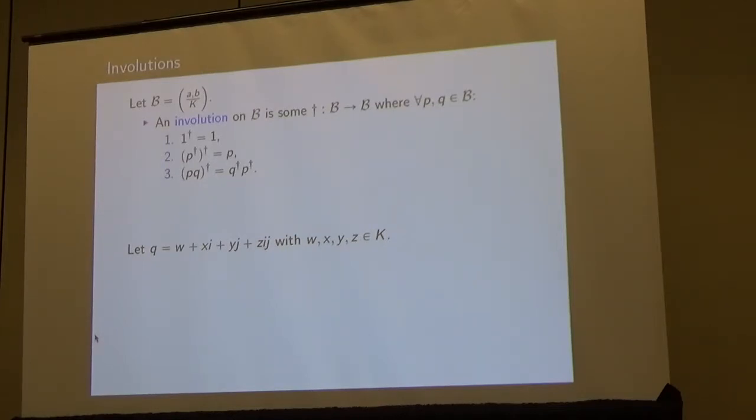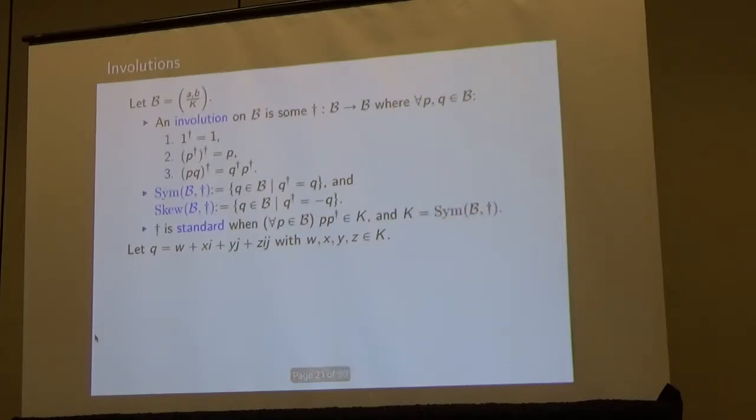So in that case, an involution is just some function on the algebra where it fixes the identity. If you do it twice, you get back to where you started, and if you do it to a product, it switches the order and involutes each of the things. We define the symmetric set of the algebra with respect to the involution as the things that are fixed by the involution, and the skew symmetric set as the things that are negated by the involution. We call the involution standard when anytime I multiply a thing by its involuted version, I get something in the field, and the symmetric set is the field.